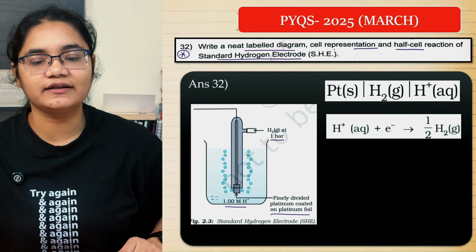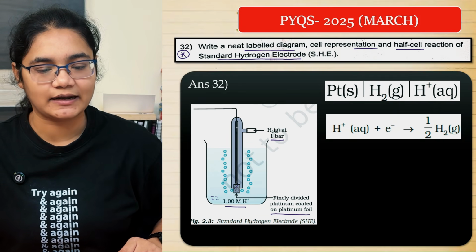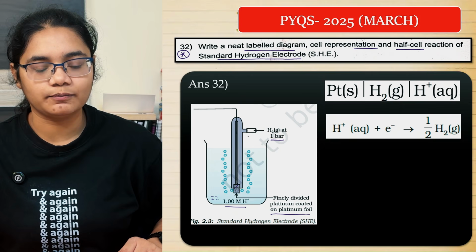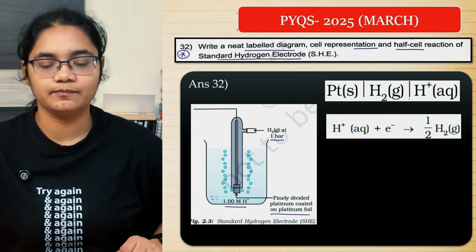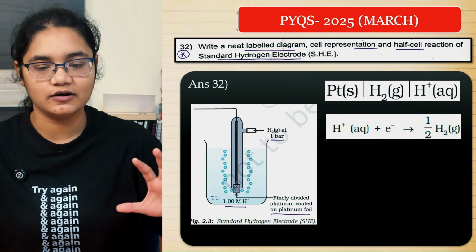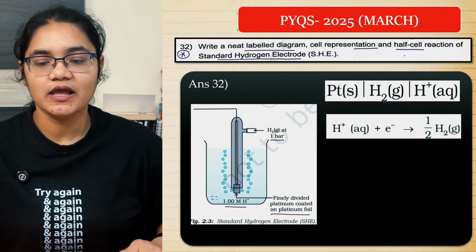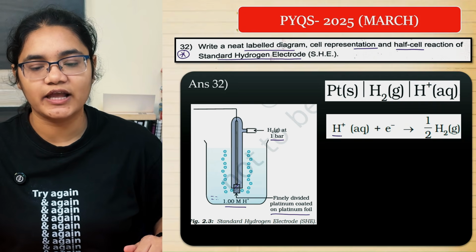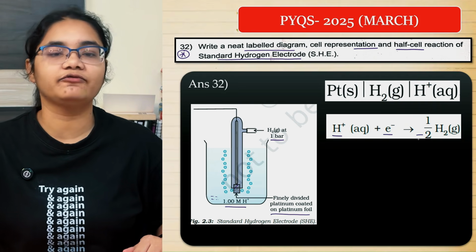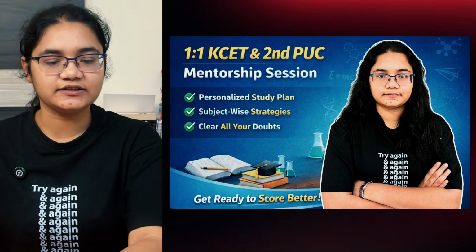The next part is to write the cell representation. You can see the platinum wire is there, then hydrogen gas on it, which is converted to H plus. So H2 to H plus is the cell representation. Next, you also need to write the half cell reaction. Hydrogen undergoes reduction here, so H plus plus 1 electron gives you half H2. Now let's see the next question.